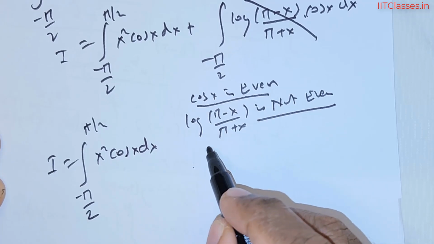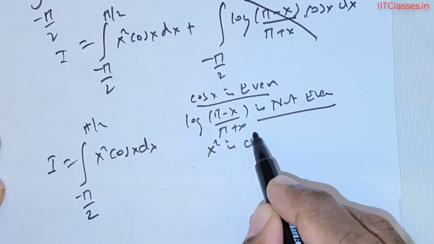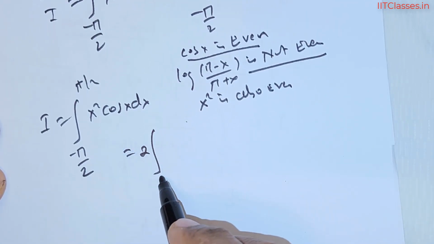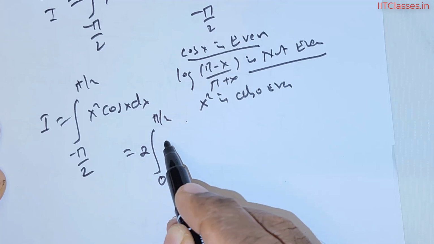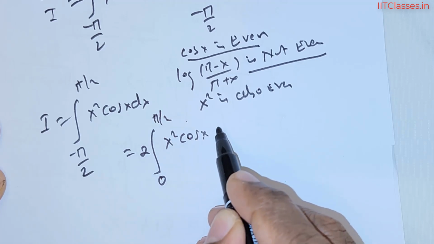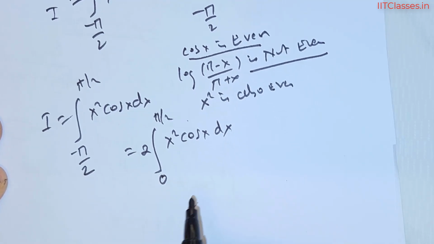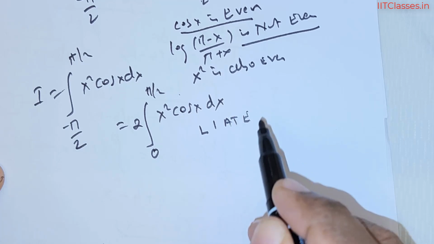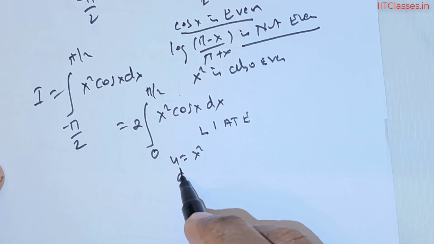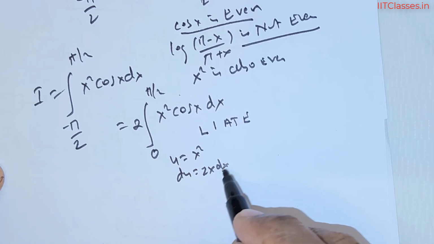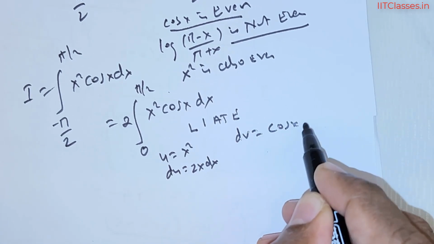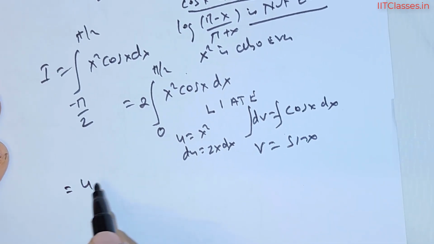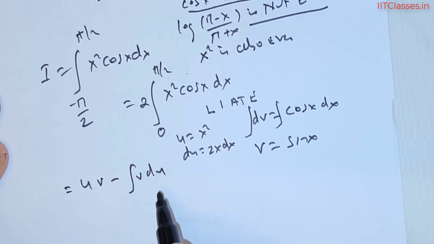As I mentioned, cos x is even, and x squared is also even. So I can rewrite this as 2 times the integral from 0 to pi over 2 of x squared times cos x dx. Now we can apply the ILATE rule. So u is equal to x squared, du is equal to 2x dx, dv is cos x dx, and integrating, I get v equal to sin x. So the formula is uv minus the integral of v du.